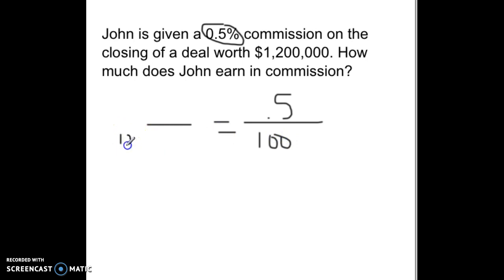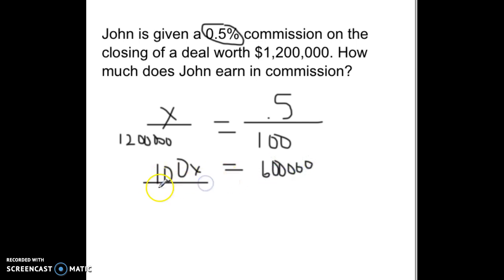This will be 1,200,000. That's a lot of money. And this will be x. So when we multiply these, we'll get 100x equals, and in this case, half of 1.2 million will be 600,000. So we'll divide by 100. X equals 6,000. So his commission was $6,000.